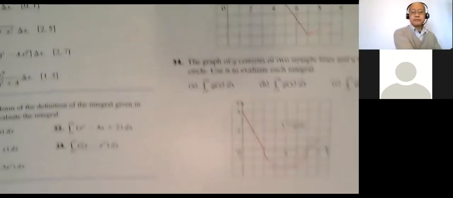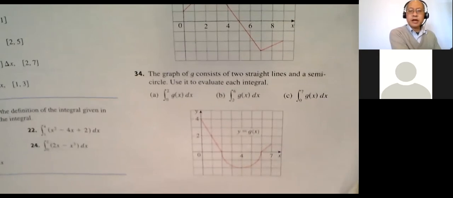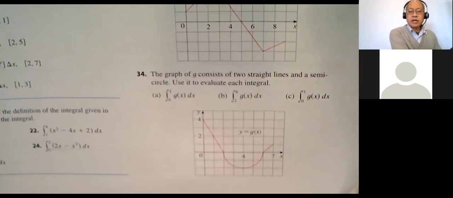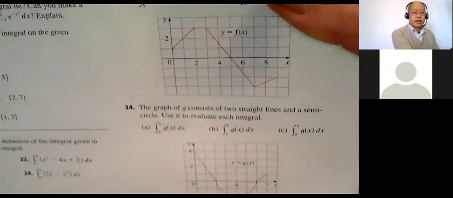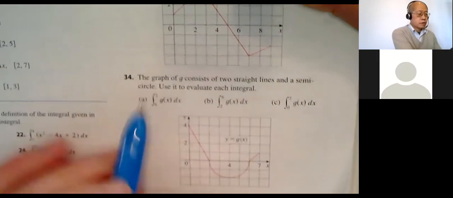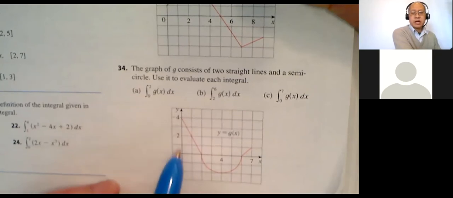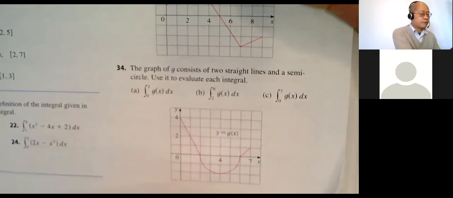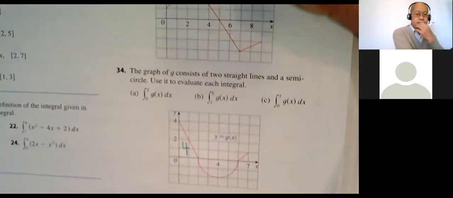So 34 is even. Let me show you that one. The graph of G consists of 2 straight lines and a semicircle. Use it to evaluate each integral. Okay, so unfortunately, I can't write and show you at the same time, but maybe we can figure out some areas. Okay. So what is this triangle's area? 1/2 base times height. So 1/2 of 2 times 4, which is 4. It's 4.